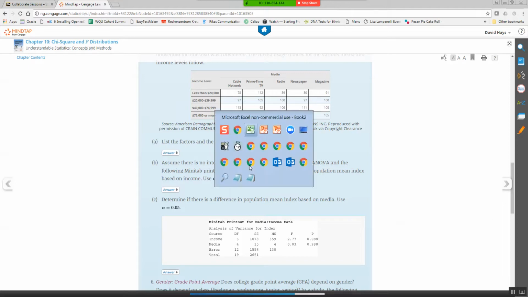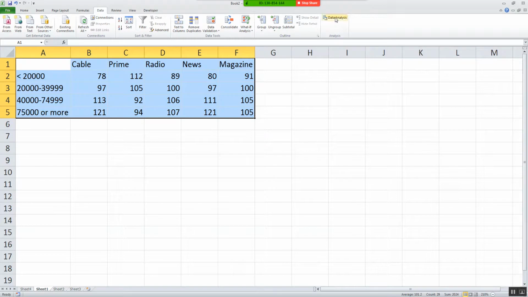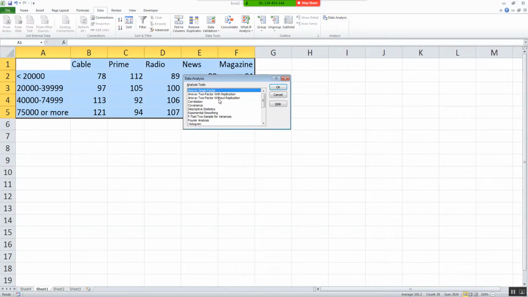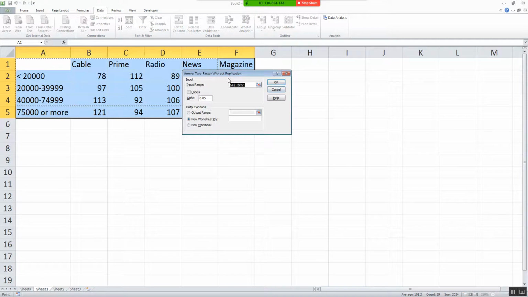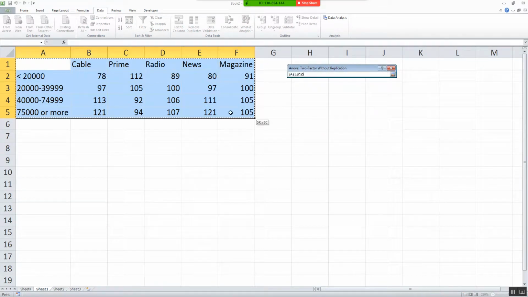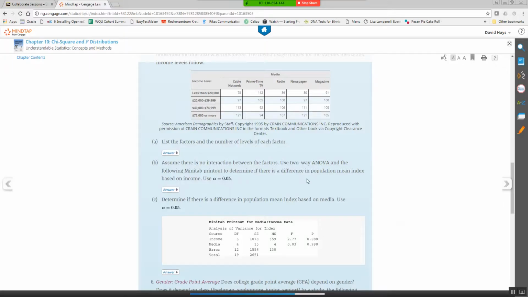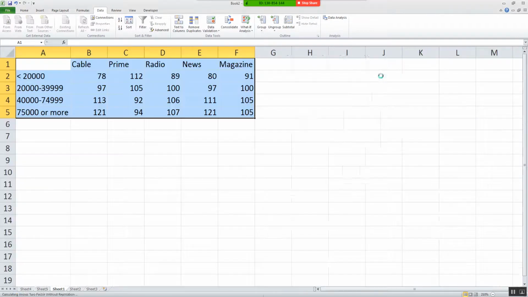Okay. Now I don't have to have those highlighted, but if I do data analysis, I choose ANOVA two-factor without replication. Click OK. You need to pick whatever. So I'm going to pick that range data there. I do have labels, so I click that. 5%. Do I want 5%? Yeah, this one's 5%. And I click OK.